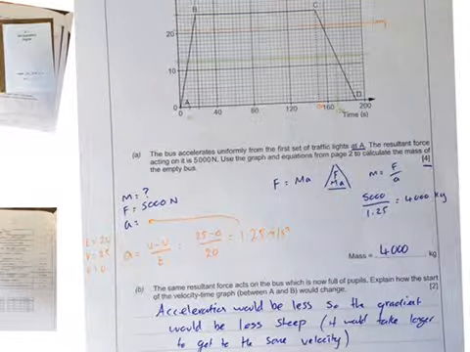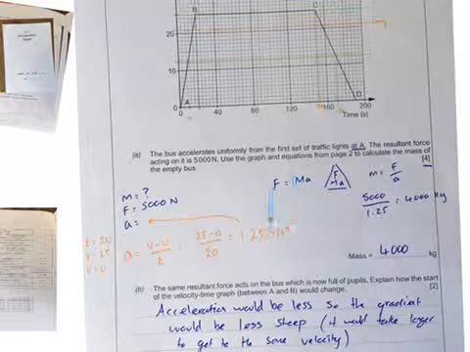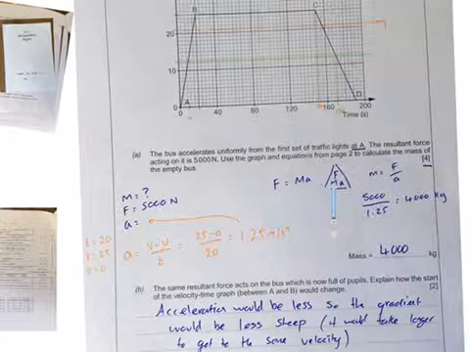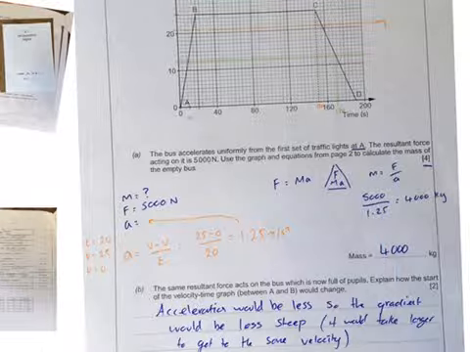F equals ma. Okay, a formula from the front of the sheet. I've stuck it in a triangle because I need to get my mass, and I'm not very good at rearranging. So I've put my F on top because m and a are together. And that gives me F over a, and then 5,000 over 1.25 gives me 4,000 kilograms.